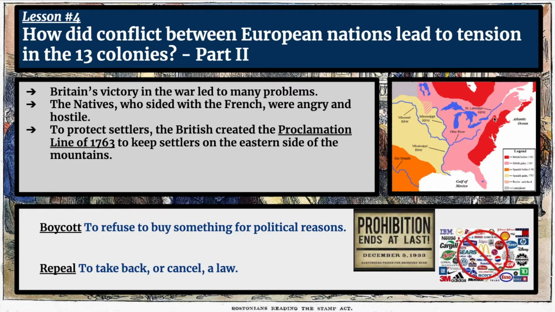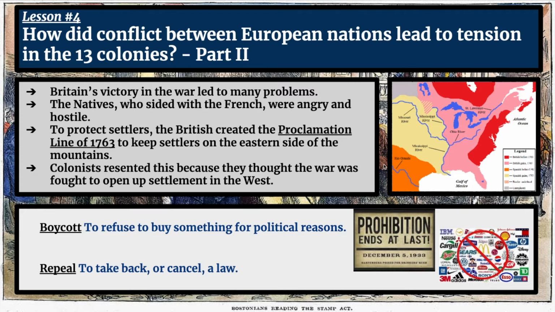So the Proclamation Line, if you follow my arrow here, literally just went down the crest of the Appalachian Mountains and basically meant the colonists had to stay where they were and they could not move west. Chalk that up as something that didn't make the colonists very happy.